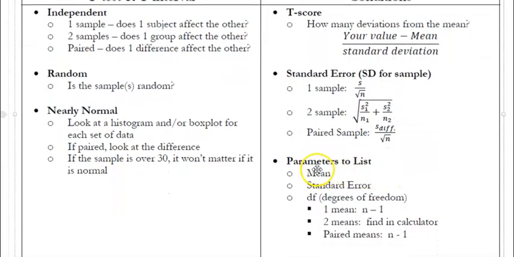And then remember, these are the parameters. You have to list your mean, your standard error, which you find using these formulas up here, and then your degrees of freedom. Okay. So hopefully that helps. Remember, it's stat, and you go over to test, and you'll be able to run all your functions.